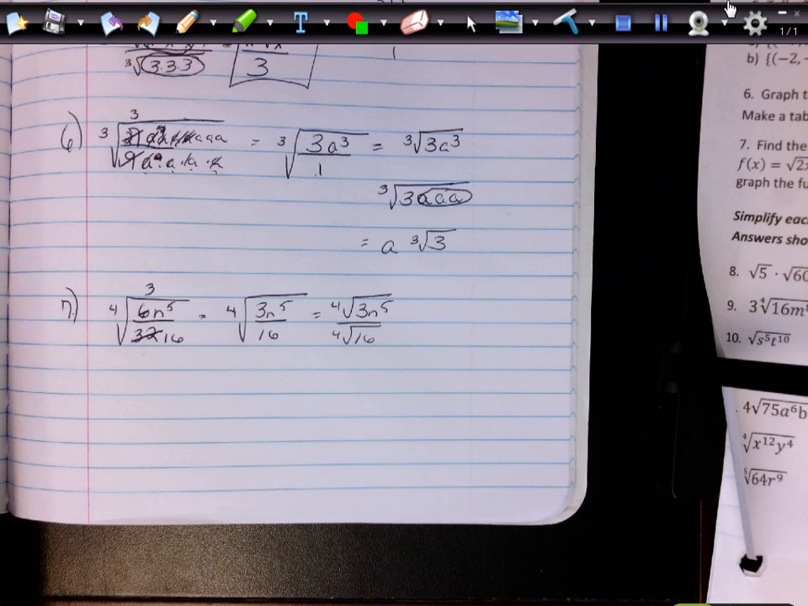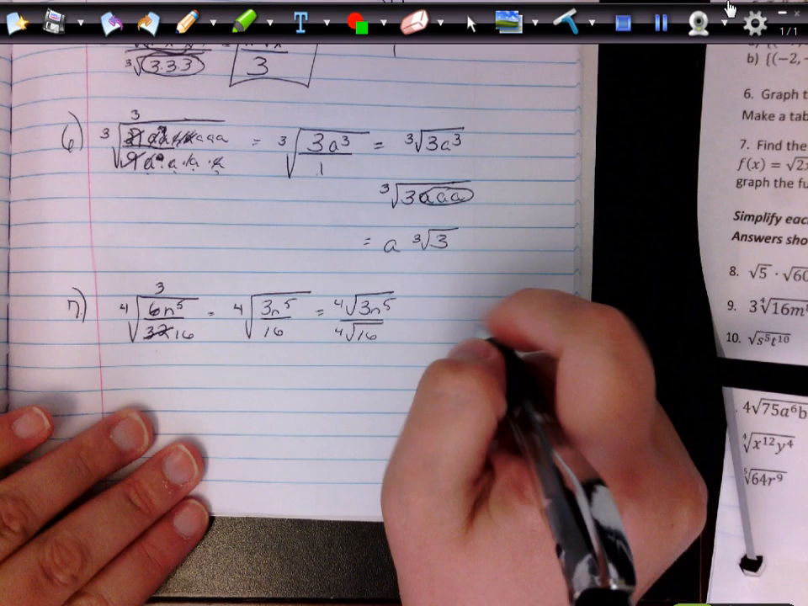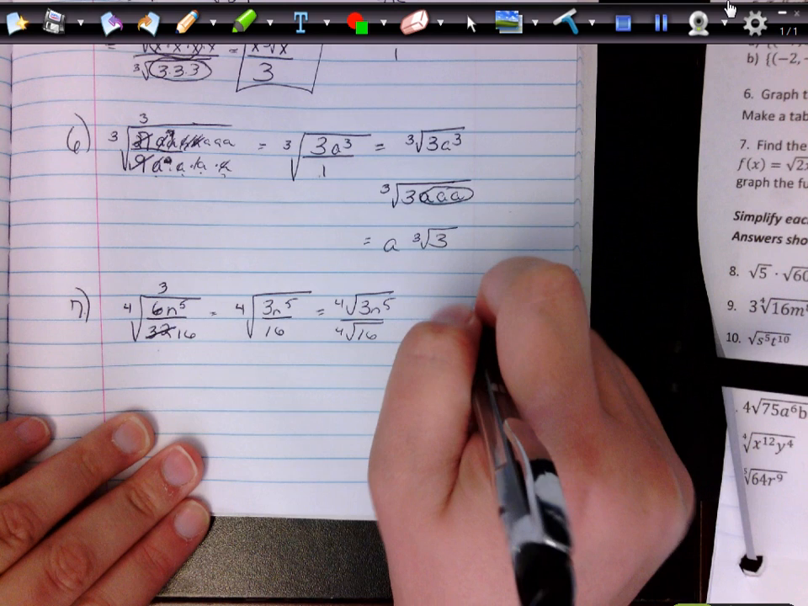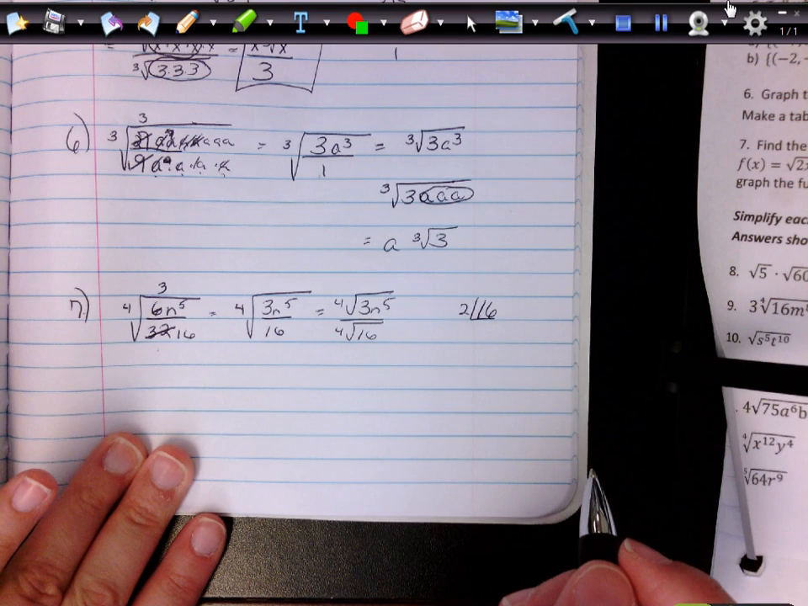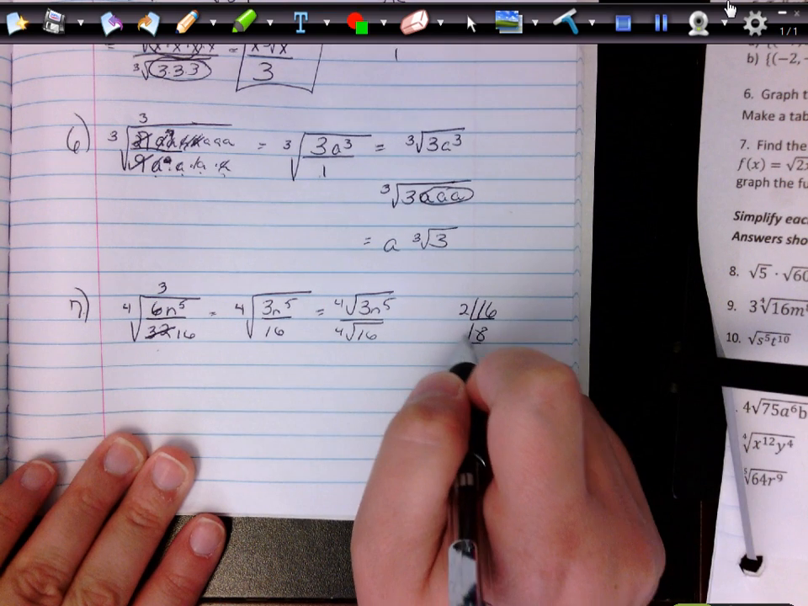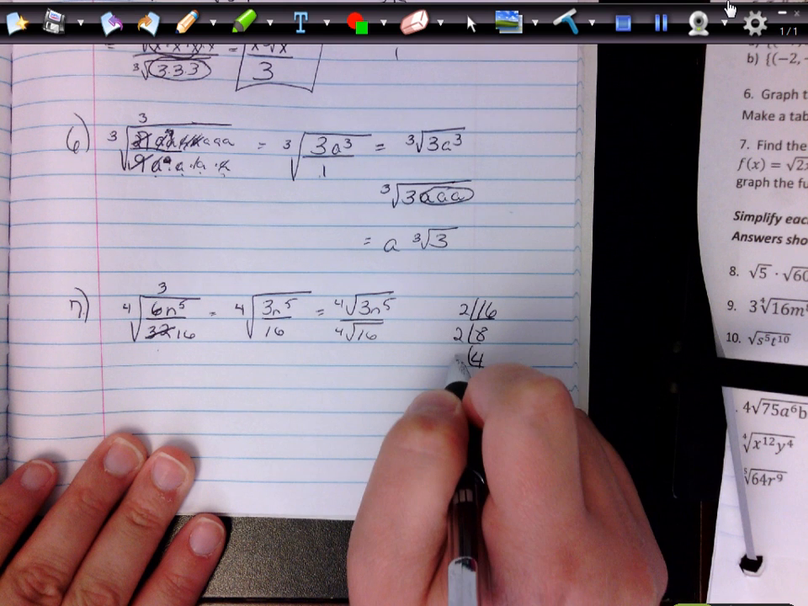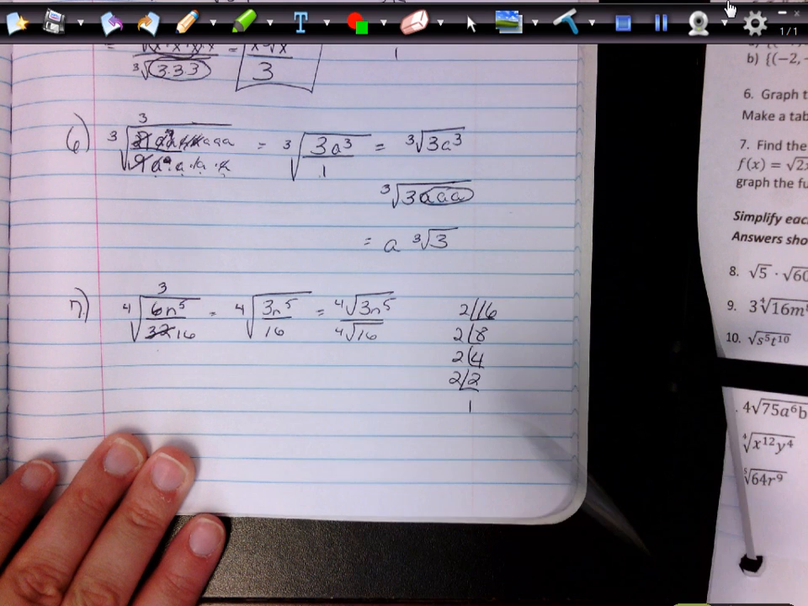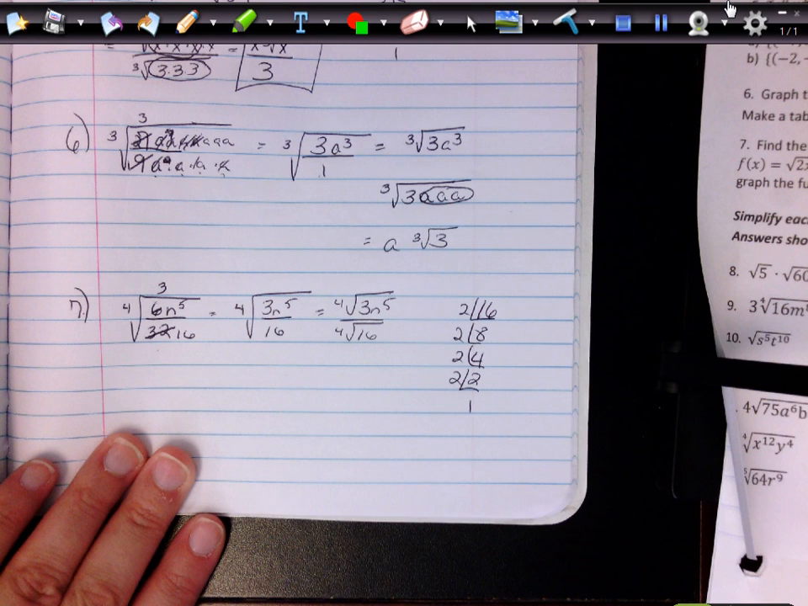Now I don't know if 16 is a perfect 4th root, so I'm going to go over here and birthday cake it. 16 divided by 2 is 8. 8 divided by 2 is 4. 4 divided by 2 is 2. 2 divided by 2 is 1. So I do actually have 4 2's.